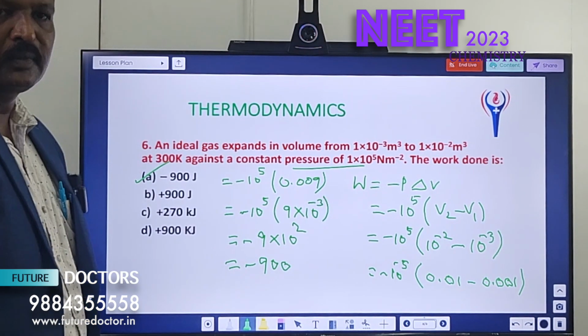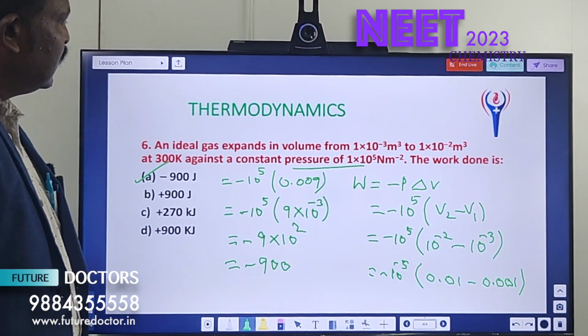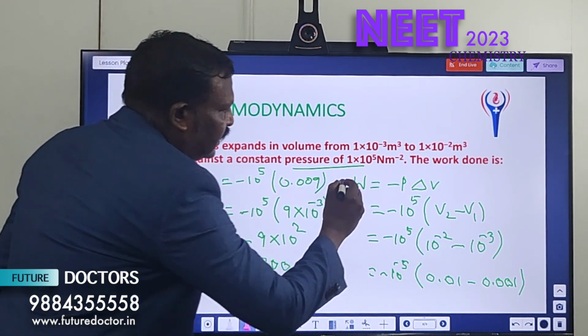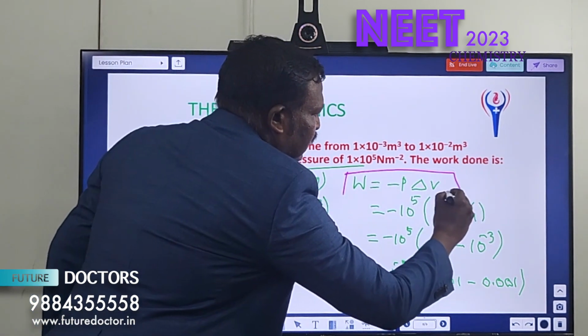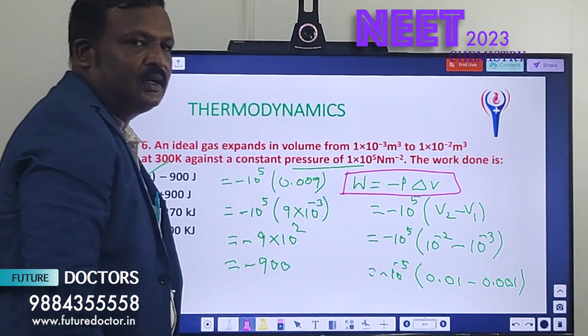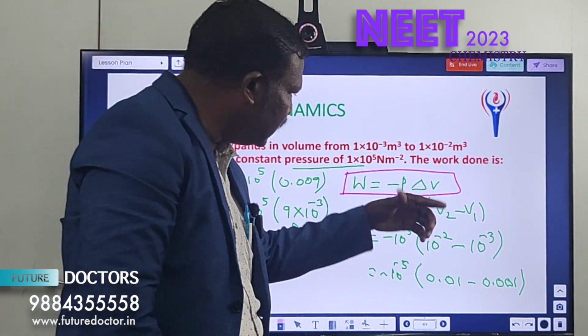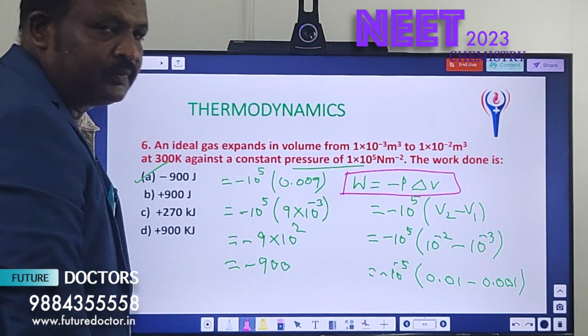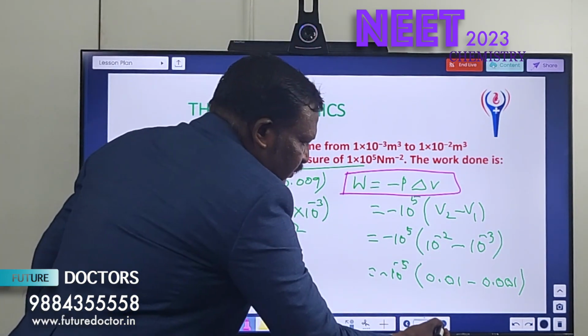Are you following? Understood? Just remember the formula. If you know the formula, we can use it to solve the sum very easily. This is the formula: work done is equal to minus pressure into delta V. Delta V is nothing but change in volume, V2 minus V1. Understood? Okay. Now go to the next one.